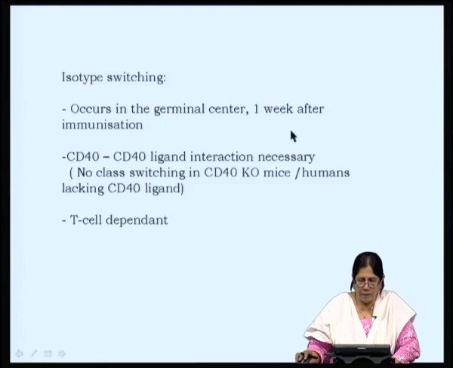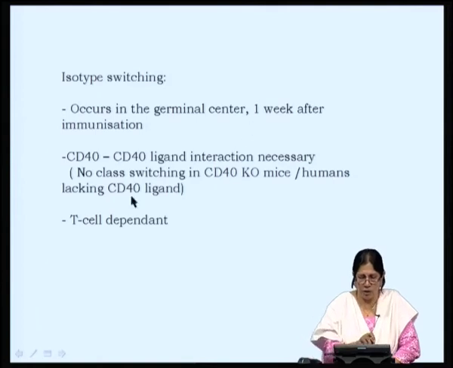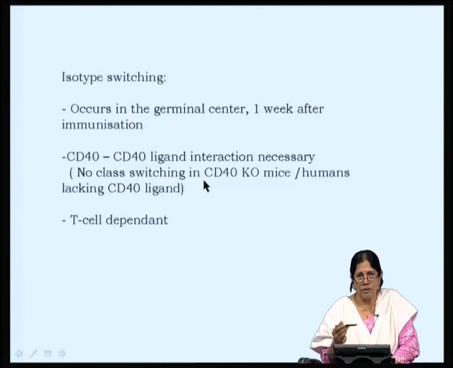Now, 1 week after the primary immunization, isotype switching takes place, and this isotype switching absolutely requires CD40 receptor CD40 ligand interaction. Again, I would like you to remember that CD40 receptor is present on B cells constitutively, but requires the presence of CD40 ligand, which is made by the T cell, for certain processes of activation. It is this interaction which tells the cells to produce the cytokine receptors and also gives the progression signal to the B cells for proliferation.